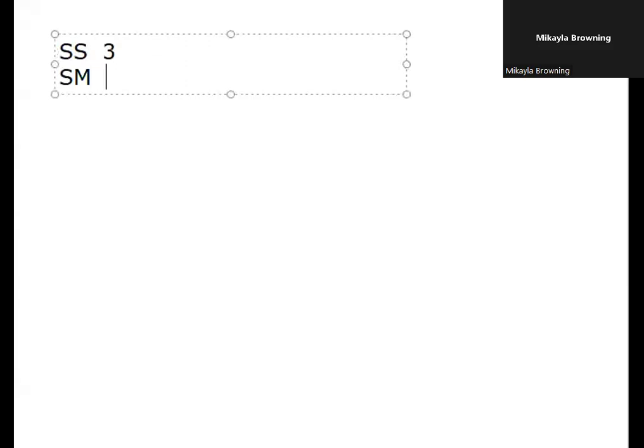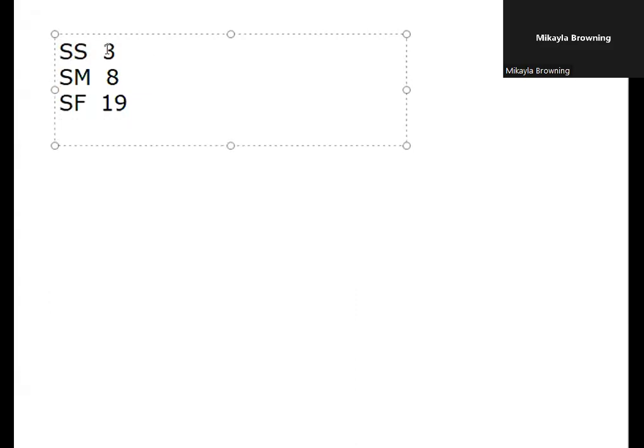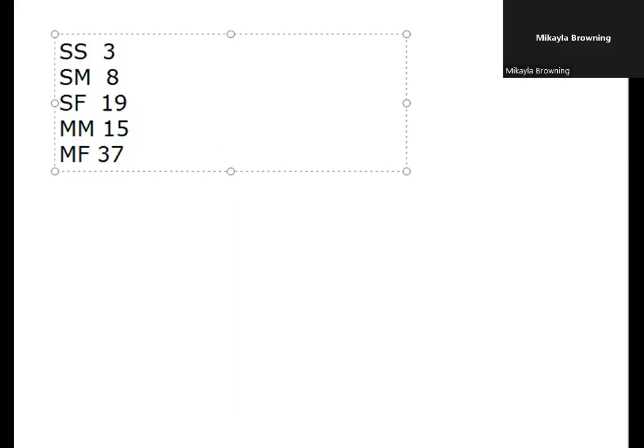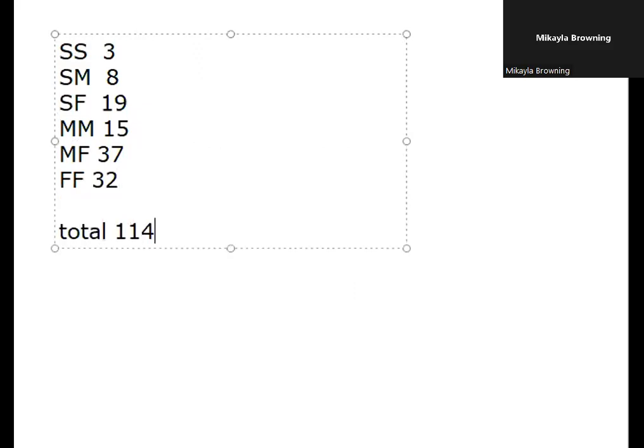So we have 3 individuals with genotype SS and 8 individuals with the genotype SM, and 19 with the genotype SF, sorry, and 15 with the genotype MM, and 37 individuals that are MFs, and 32 that are FFs, for a total of 114.